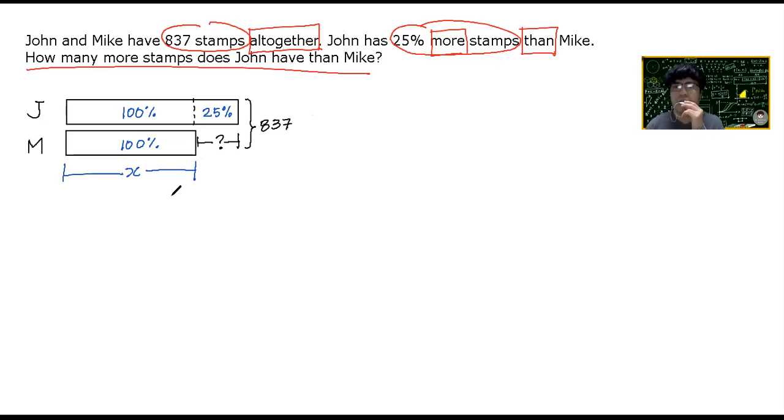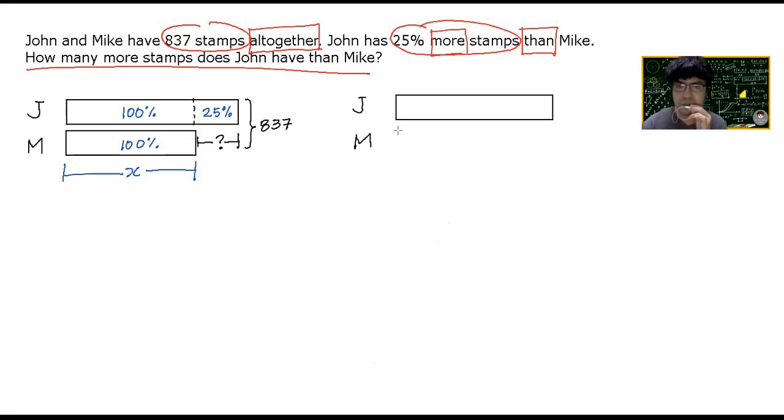Luckily, there are a lot of ways to represent this. We may be able to use the fraction also. If you want to use the fraction, do not forget that 25% is also 1/4 because 25 over 100 in lowest term is 1 over 4. And therefore, 25% is also 1/4.